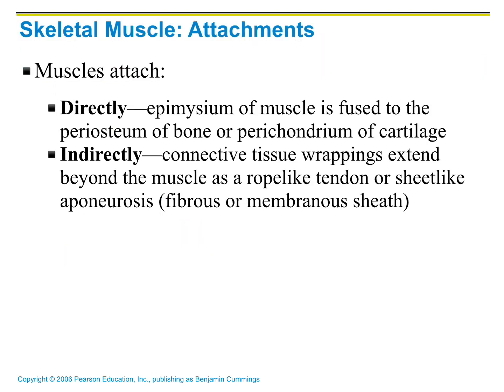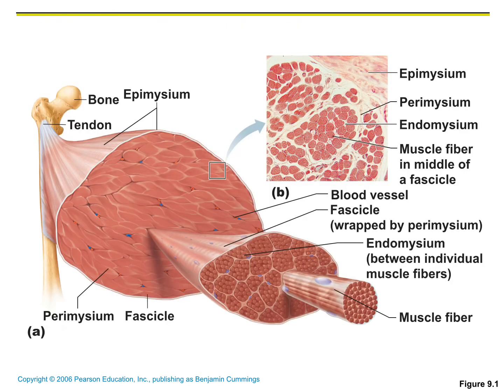How do we attach muscle to bone? Well, it directly attaches from the epimysium, fusing with the periosteum of the bone. It also indirectly attaches with tendons and sometimes with these membranous sheaths called aponeuroses. Just another good visualization of looking at the muscle, pulling out a fascicle, which is a group of fibers, and then pulling out a fiber that actually has those little myofibrils in them.